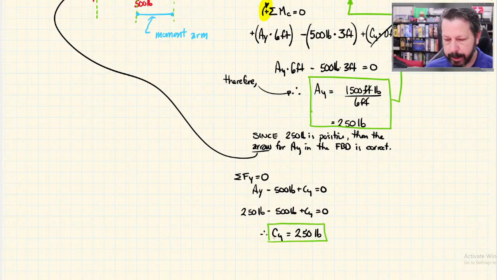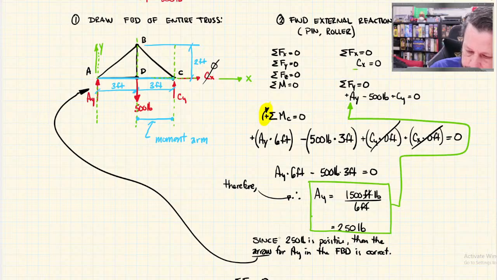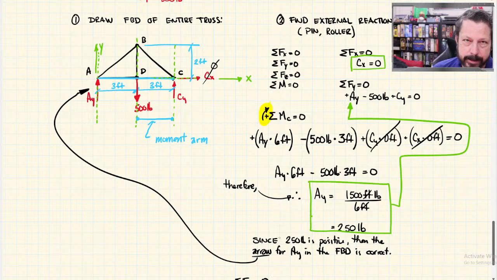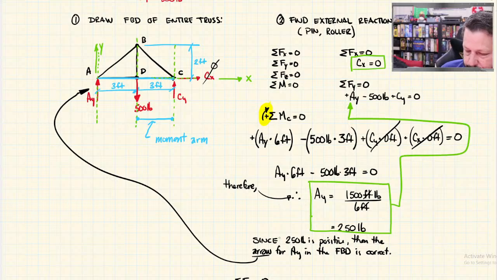So now with CY, AY, and early on we had CX, with those, I've found the external reactions. And it does not take nearly as long as we took. We explained every little detail. Hopefully we got all of the details across to you, but it really is much faster than that when we actually try to solve a real problem.